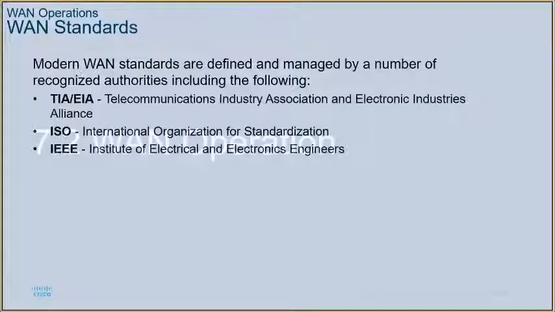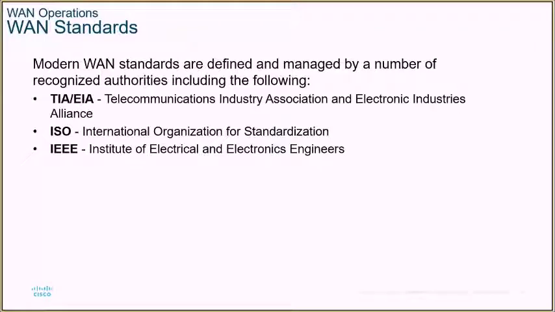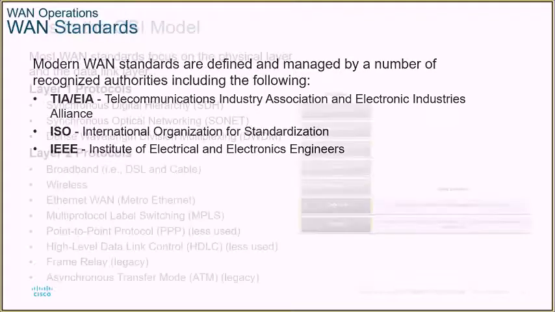Okay, so how do WANs operate? Modern WAN standards are defined and managed by a number of recognisable authorities, including the following. TIA and EIA, which are the Telecommunications Industry Association and the Electronic Industries Alliance. There's the ISO, International Organization for Standardization, and then there's the IEEE, Institute of Electrical and Electronics Engineers.